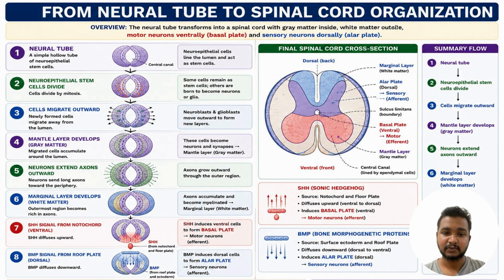The innermost layer is the ventricular layer, also known as the ependymal layer. This layer is the birthplace of almost all neurons and supporting glial cells. It also surrounds the central cavity, which later becomes the central canal of the spinal cord. Next comes the mantle layer. This layer is rich in developing neuron cell bodies and eventually forms the gray matter of the spinal cord. The outermost layer is the marginal layer. As nerve fibers grow outward, they accumulate in this layer, which later develops into the white matter. Here's a simple way to remember it. Mantle equals gray matter. Marginal equals white matter. Now let's discuss one of the most important events in spinal cord development.